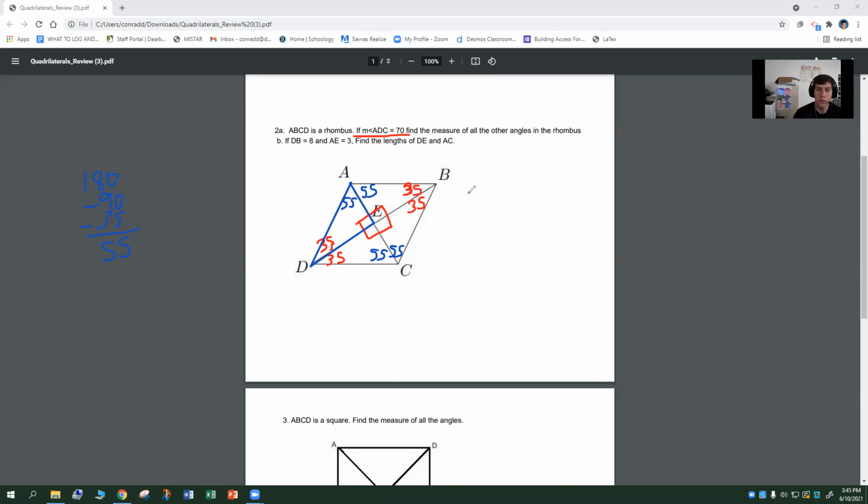That's what the pattern is going to look like every time. It might not be 35 and 55. It might be 34 and 56, 20 and 70. But that's the pattern that you're going to see every single time.